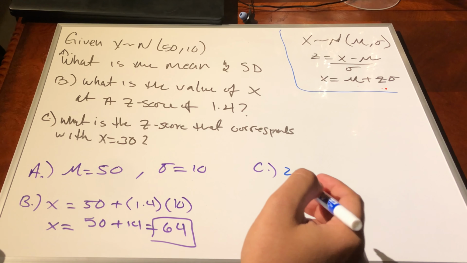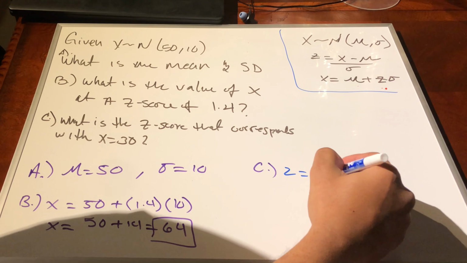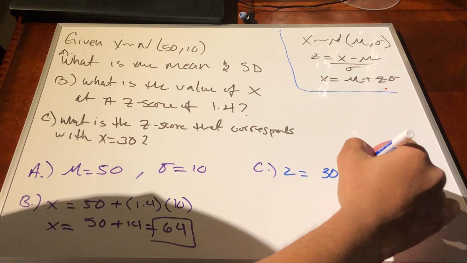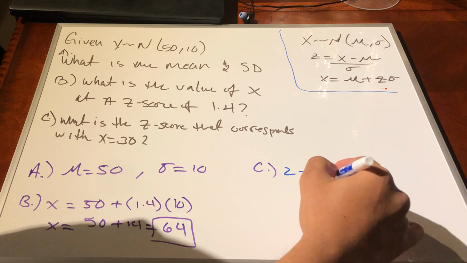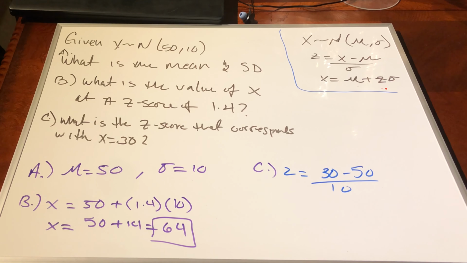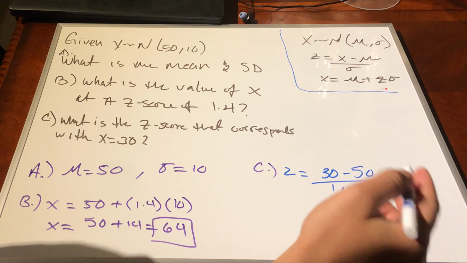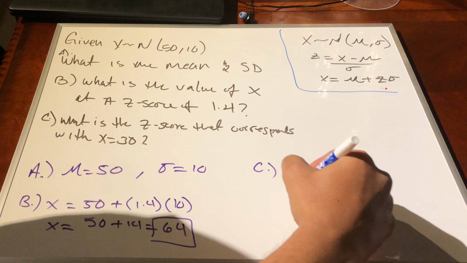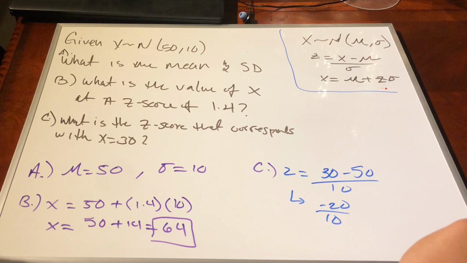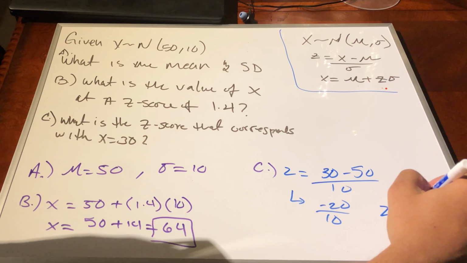Your x is 30. So 30, minus your mean, which is 50. Then you divide that by your standard deviation of 10. So 30 minus 50, you're going to get negative 20 divided by 10. And once you divide negative 20 by 10, your z-score equals negative 2.